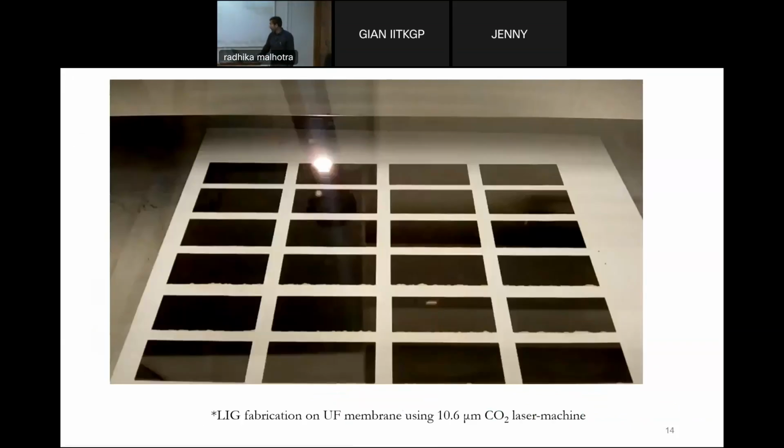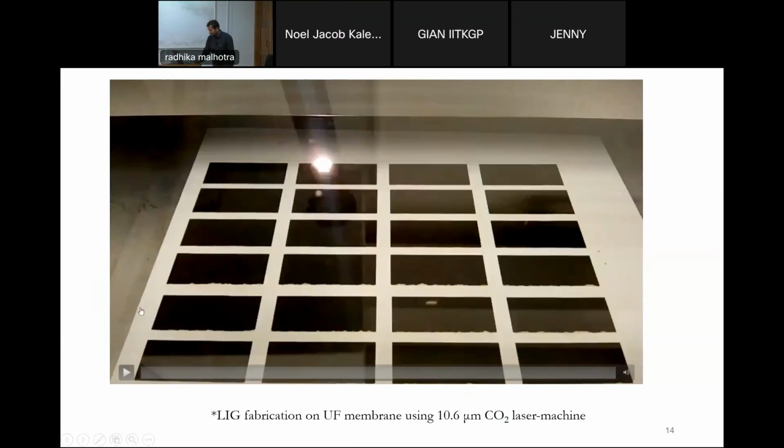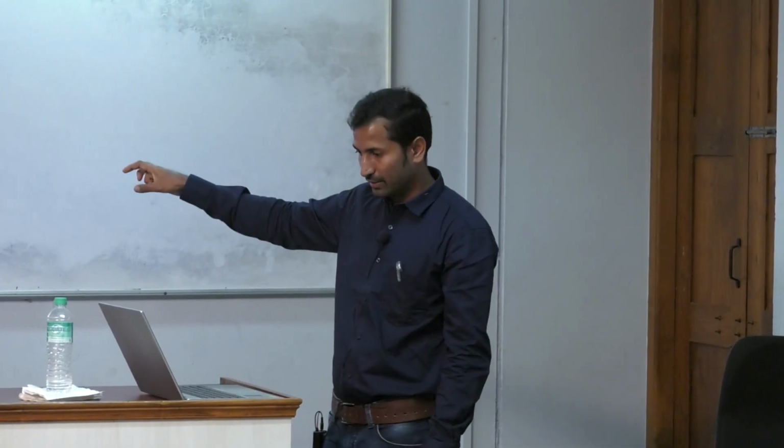Here I will show you if it works. I'll show you a short video. The base is the membrane, a custom made polyether sulfone ultrafiltration membrane. Here we made a rectangular shape pattern, because of the size of the cell which we have to analyze.